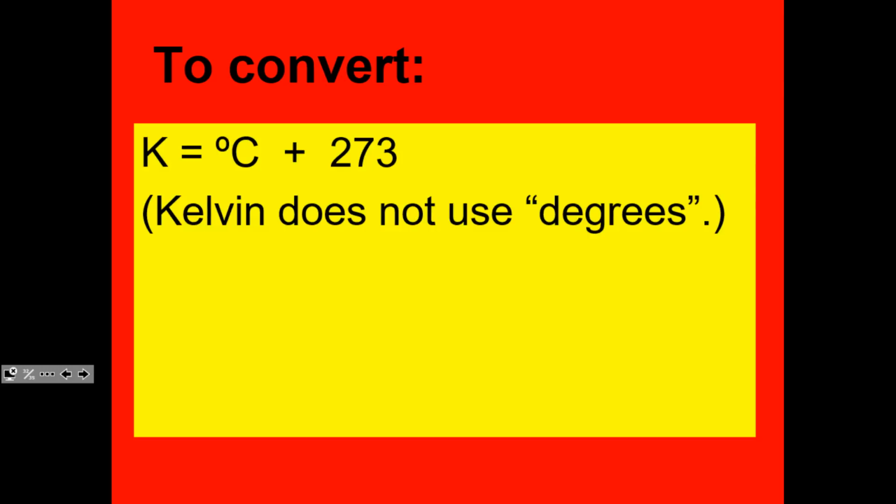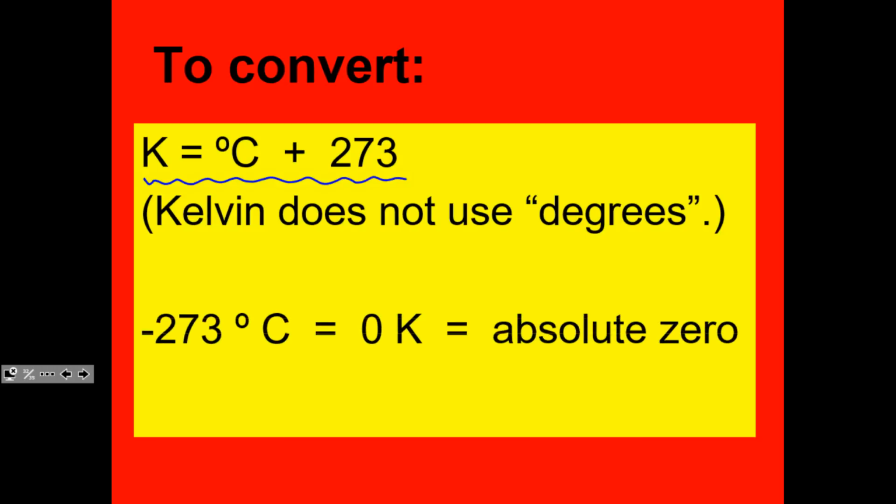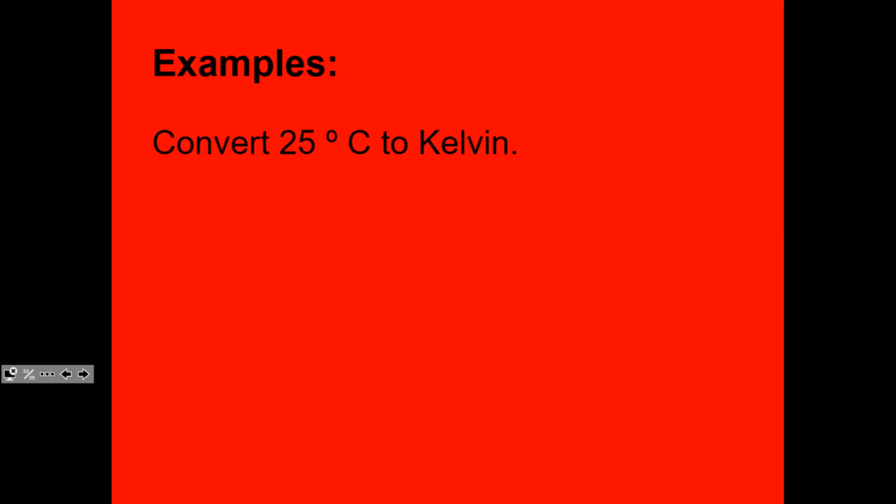Here's the equation for converting Celsius into Kelvin. We have to add 273 degrees. At negative 273 degrees, we get a 0 value for Kelvin. We call this absolute zero.